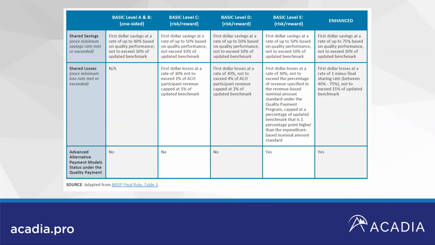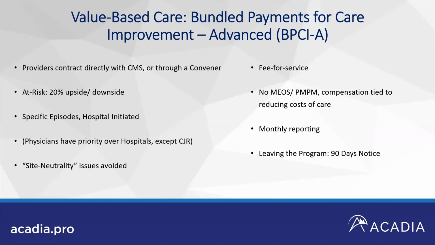If the entire ACO is comprised of 100 primary care physicians whose total cost is $10 million, their revenue, participant revenue is $10 million, 2% of that is only $200,000. So that's going to be subject to a $200,000 cap. 3% of updated benchmark would be $3 million, so we'll revert back to this cap of $200,000. That's the most you're going to have to pay under basic level C in that scenario.